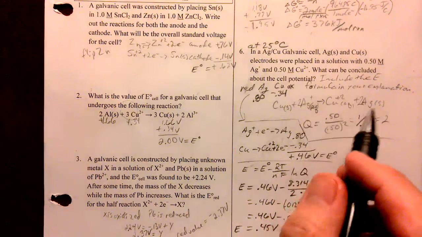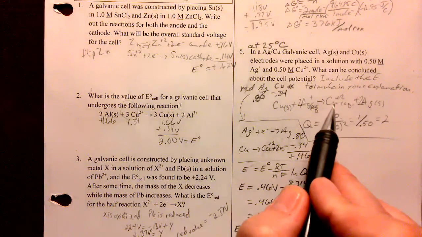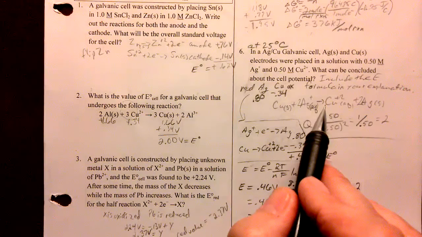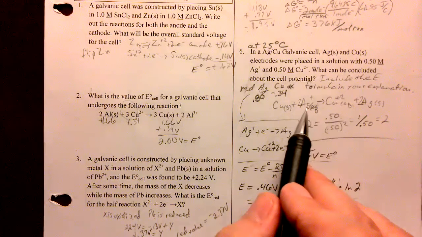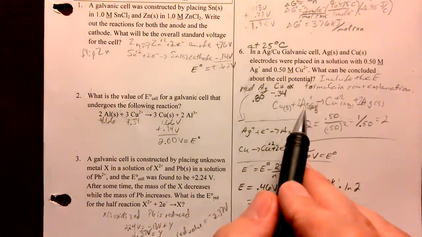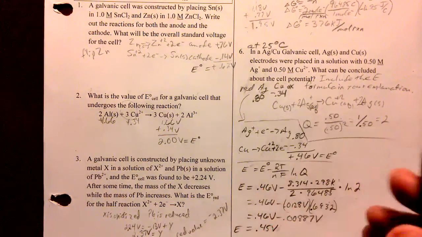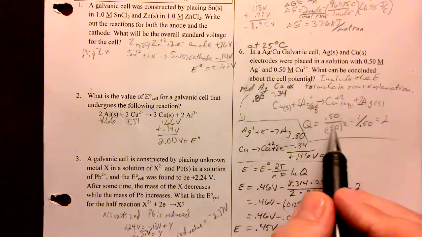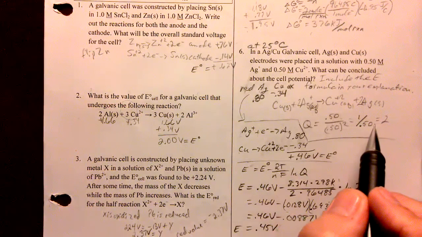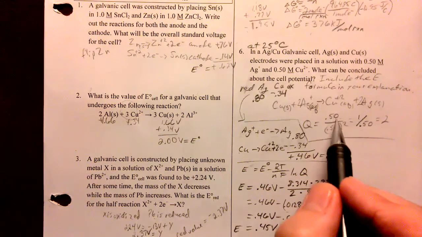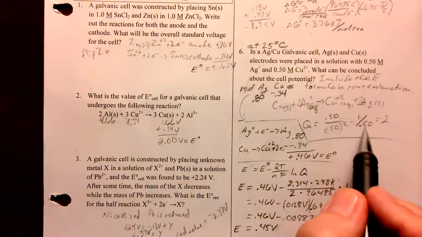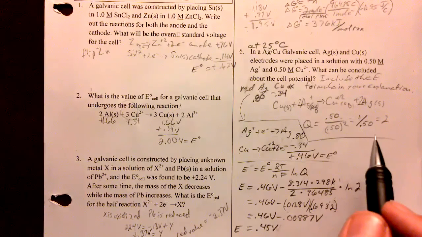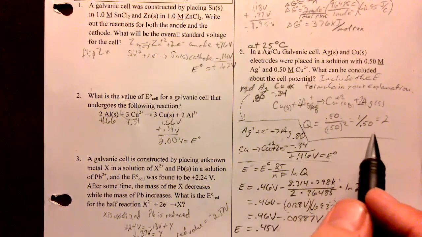I know now that the product ion is the copper, and that will be to the power of 1, and the reactant cation is the silver, and that will be to the power of 2. If you get this backward, you're going to get the wrong Q. One of these cancels out one of those, which is 1/2 now, which is 2. Q is 2.